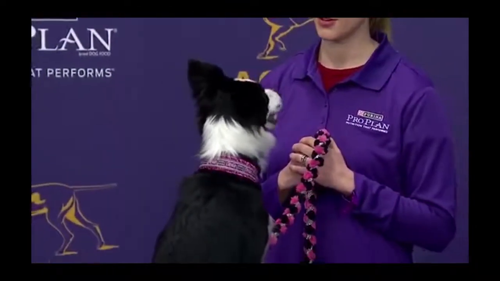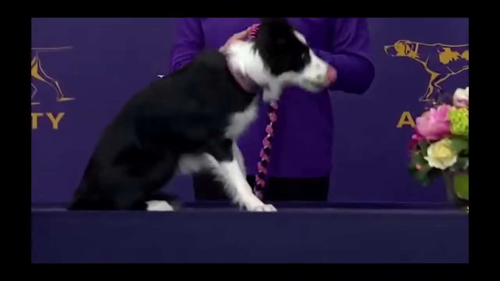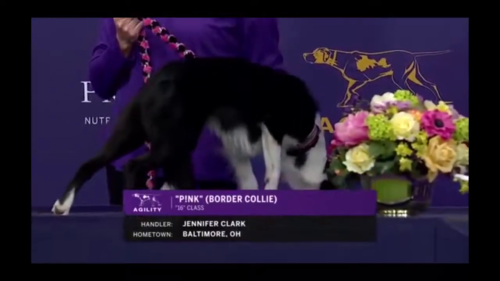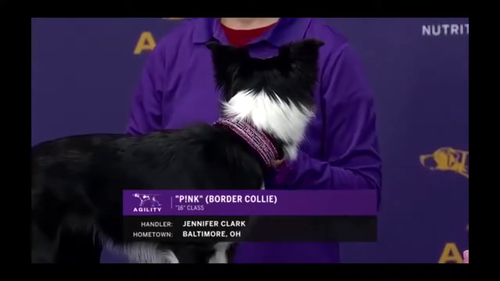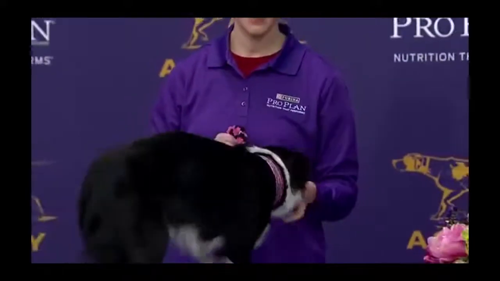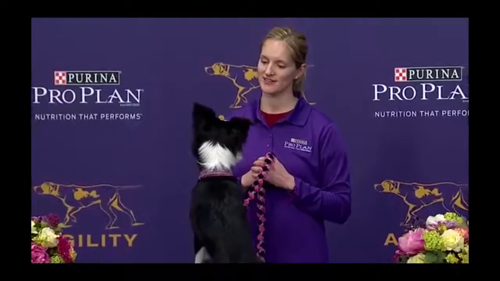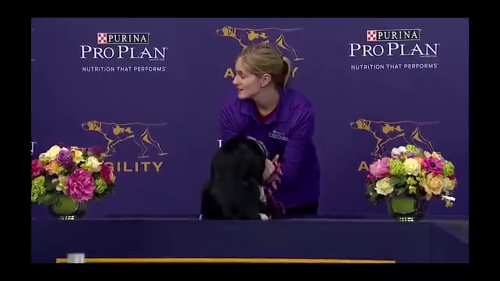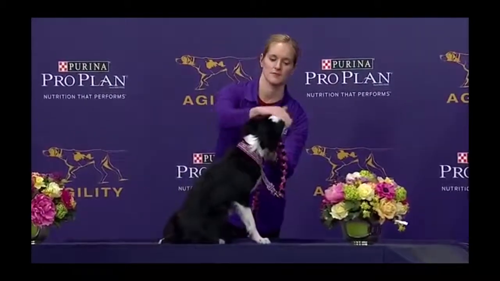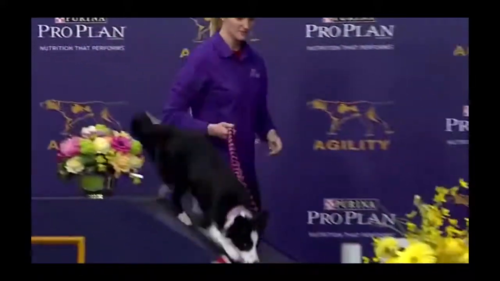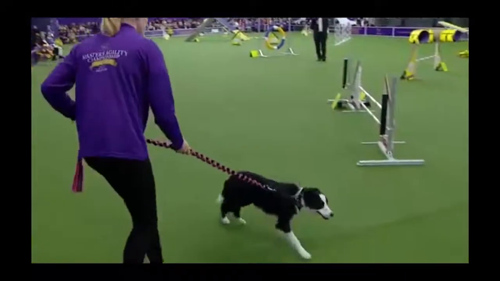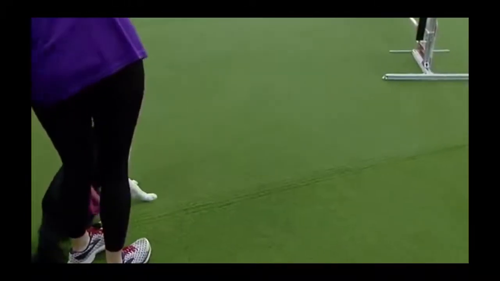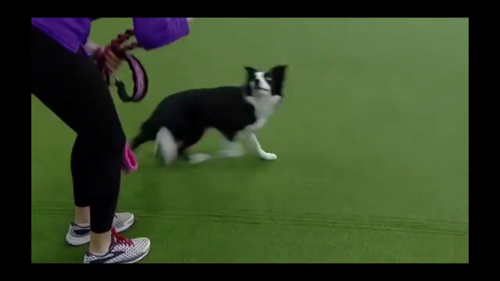Our last dog up in the 16-inch class is Pink, a border collie handled by Jennifer Crank of Baltimore, Ohio. Now, Pink is a young dog, not even 3 years old. So, training a dog only 3 years old, how rare is it to be this good this fast? It's just like any rookie. If you think about baseball, sometimes those rookies come up and they just become a phenom. So this is the Aaron Judge right now of this competition? Yeah, this is it.